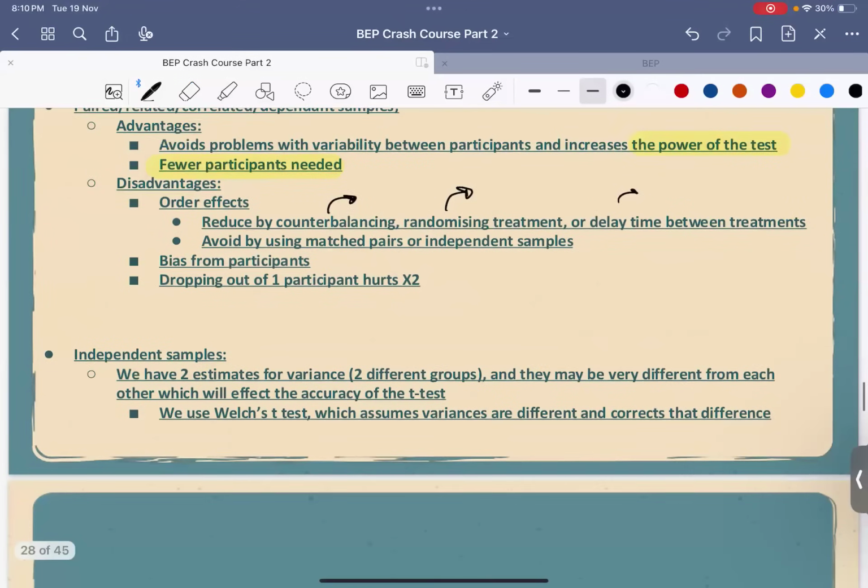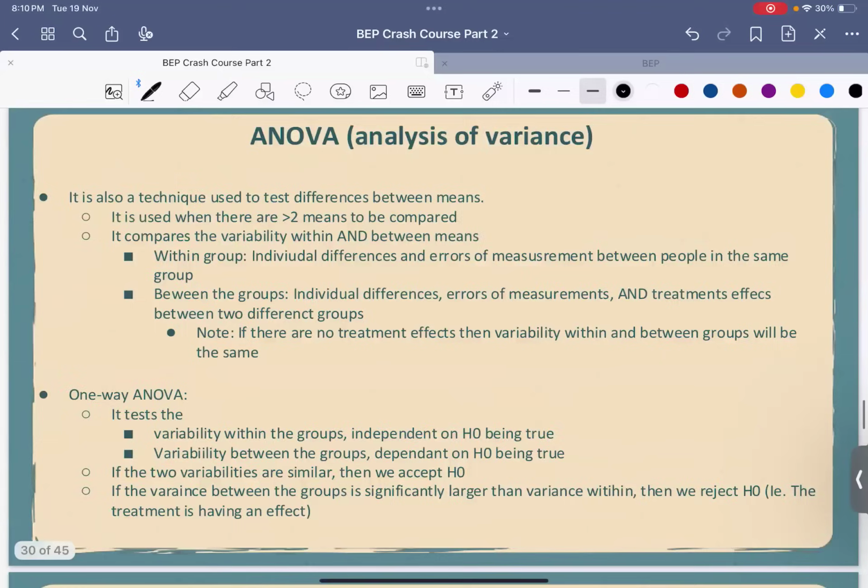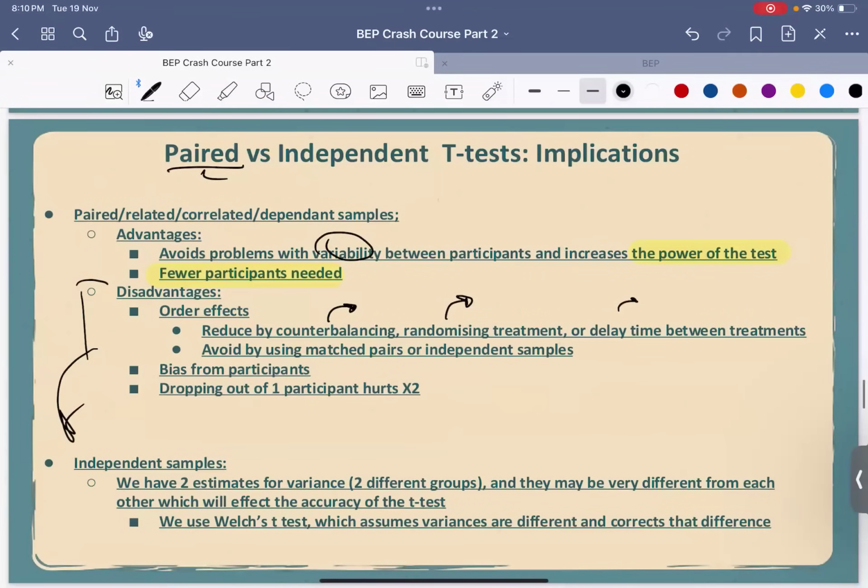So for independent, every disadvantage here is an advantage here, basically. But we have a special disadvantage, which is the variability, which is the advantage of the pair. There's variance between the two different groups, and they may be very different from each other, which will affect the accuracy of the t-test. As we said, it will decrease the power. That's why we use a special test called Welch's test, which is part of Jamovi. It's a special test that accounts for the variability, so it corrects the variability.